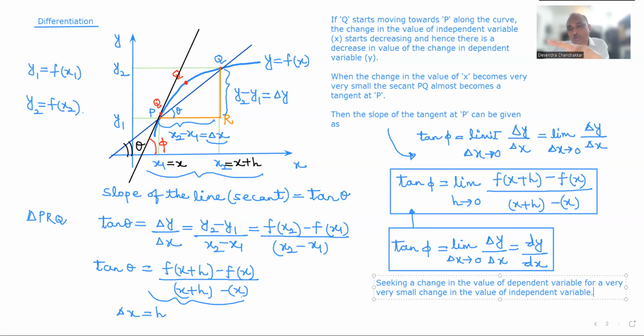So differentiation can be denoted by these expressions. Limit delta x tends to 0, delta y by delta x. Or it is the slope of the tangent at P drawn to the curve. That is also differentiation. What is differentiation? It is slope of the tangent drawn to the curve. Okay. I hope all of you understood this.